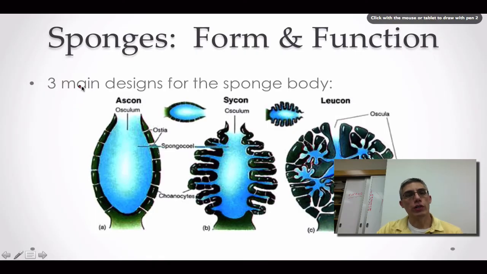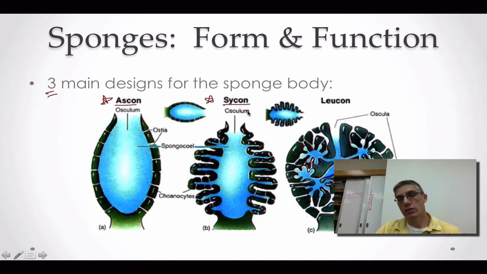So when you look at sponges, what you're going to do is you're going to group those sponges into three main body designs. We have one body design that's called the ascon or the asconoid type of body design. We have one called the sycon or syconoid type of design, and then we have one called the leucon or the leuconoid body design.